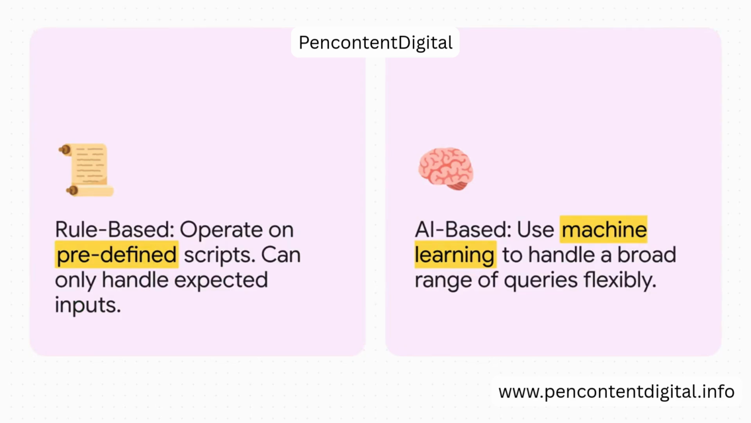This slide really breaks down the difference. On the left, you've got the old-school, rule-based bots. They follow a super strict script, and the moment you go off that script, they just break. But on the right, you have modern AI-based bots. They use machine learning to figure out what you mean, not just the exact words you type. That makes them way more flexible and, honestly, a lot more useful.